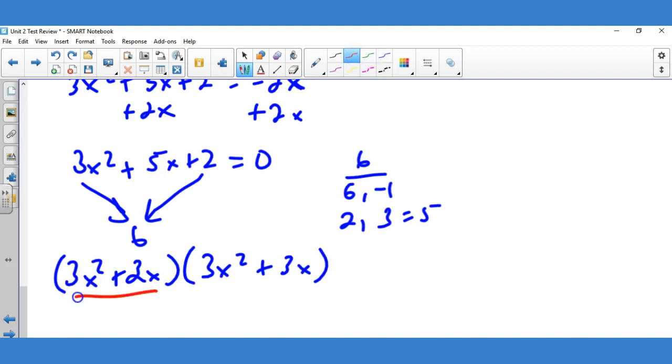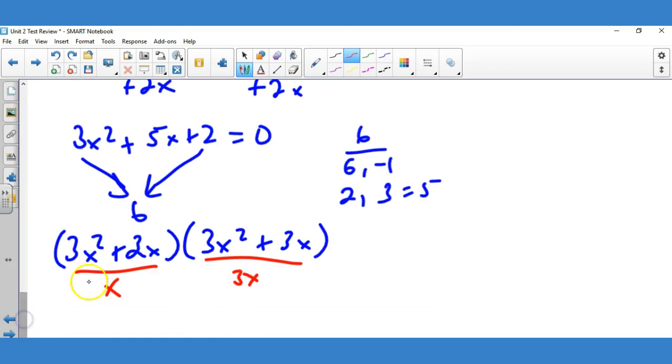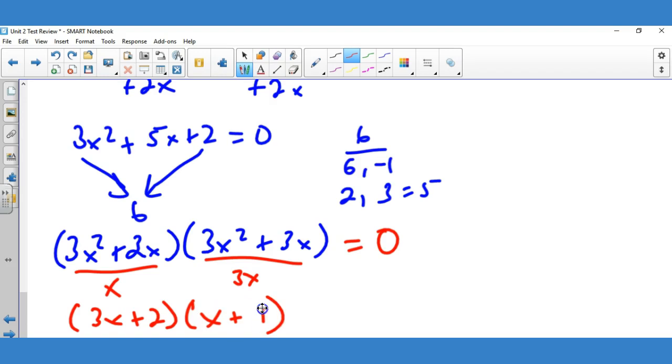Now I'm going to divide by the greatest common factor. We set a parentheses. Here's x, and here it is 3x. And when I do that, right here I'm going to have 3x plus 2, and over here I'm going to have x plus 1. All right, guys, 3x divided by 3x is 1.